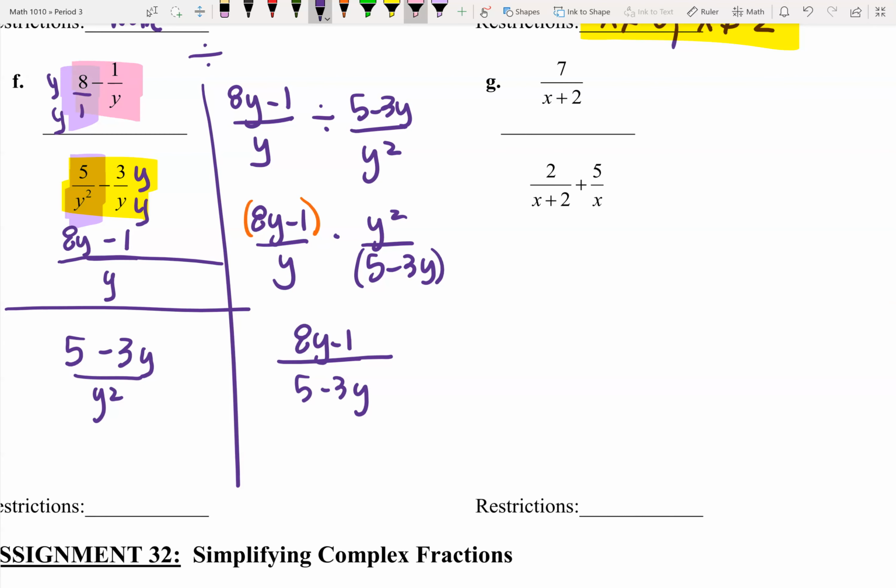Okay, so the only thing that can go are those and those. And can I cancel them? Yes, I can. So this y right here cancels with one of those y's right there. When you distribute that, you get 8y squared minus y, and that's your answer.